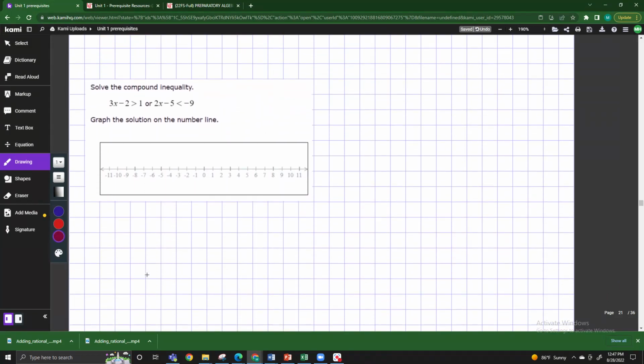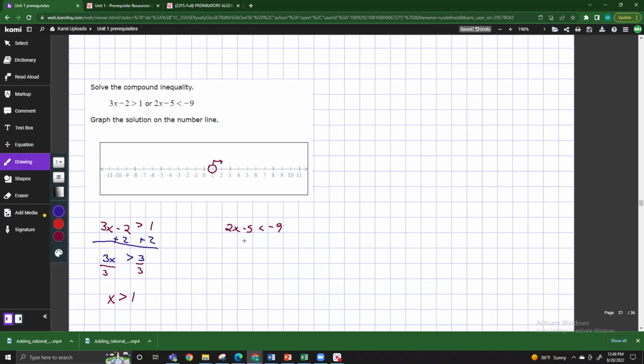All right, so we're going to do one more, which is 3x − 2 > 1, or 2x − 5 < −9. All right, solving the first one, I'm going to add 2. I have 3x > 3. Divide by 3. I have x > 1. So at 1, I'm going to have an open circle. And x has got the open part. It is going to be bigger. It's going this way.